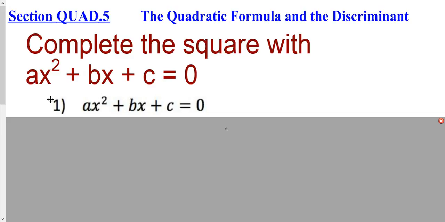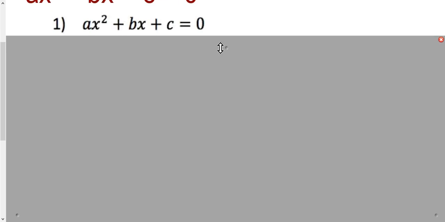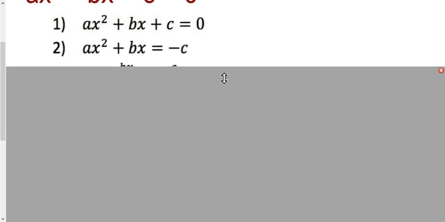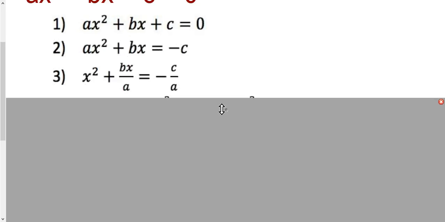where we have some number times x squared plus some other number times x plus a third number equaling 0. Well, if we complete the square with that, we'd first of all have to get rid of the number in front of your x squared. We'd have to divide everything by a. And then we'd have to get the c by itself. So if we do that, we end up getting this.